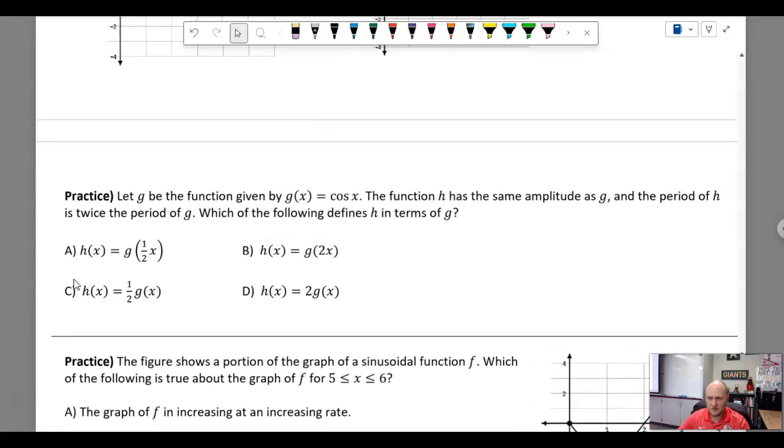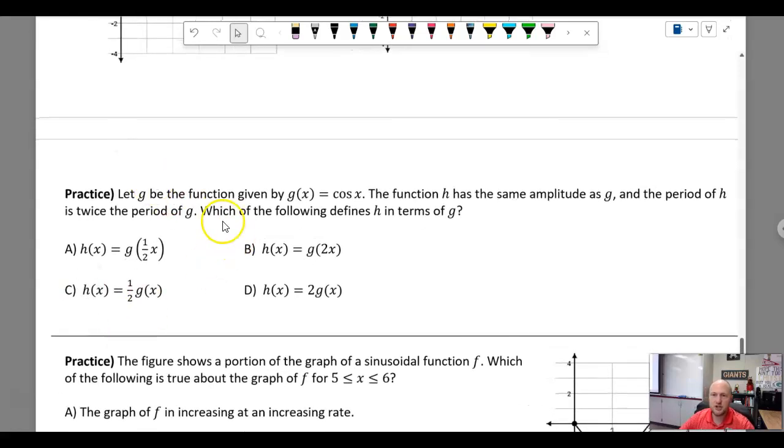All right, next question. Let g be the function given by g of x equals cosine of x. The function h has the same amplitude as g, and the period of h is twice the period of g. Which of the following defines h in terms of g? So it's important to note that g is a cosine function, and they have the same amplitude, which means their a values are the same. So right away, you can throw out C and D.